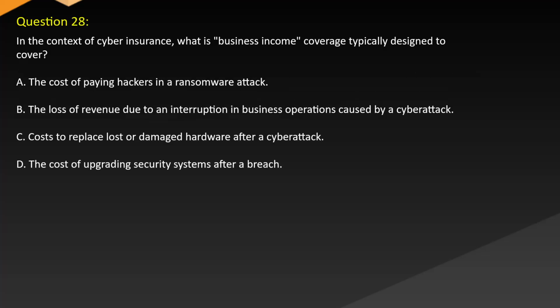Question 28. In the context of cyber insurance, what is business income coverage typically designed to cover? A. The cost of paying hackers in a ransomware attack. B. The loss of revenue due to an interruption in business operations caused by a cyber attack. C. Costs to replace lost or damaged hardware after a cyber attack. D. The cost of upgrading security systems after a breach.